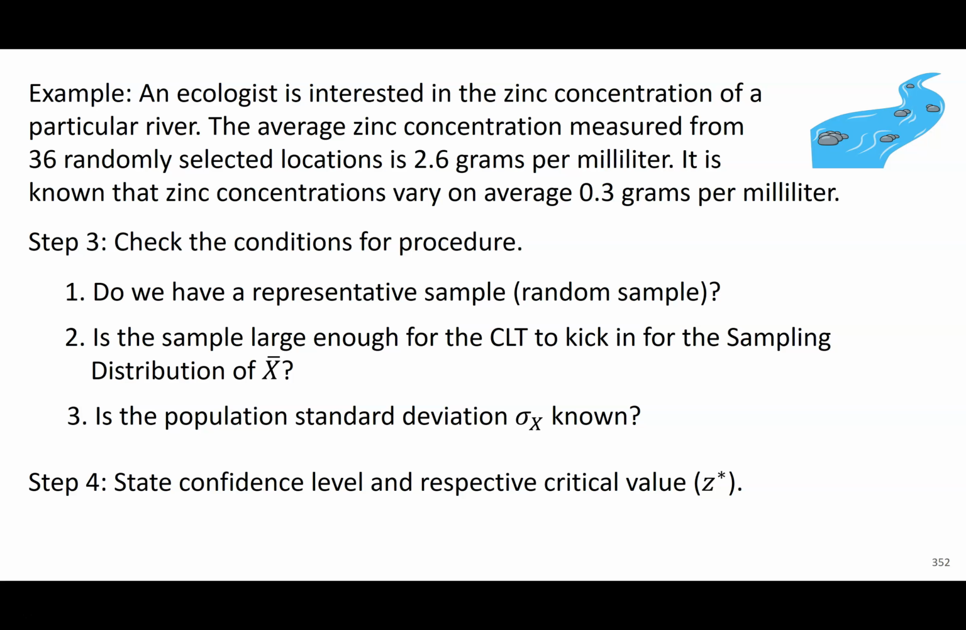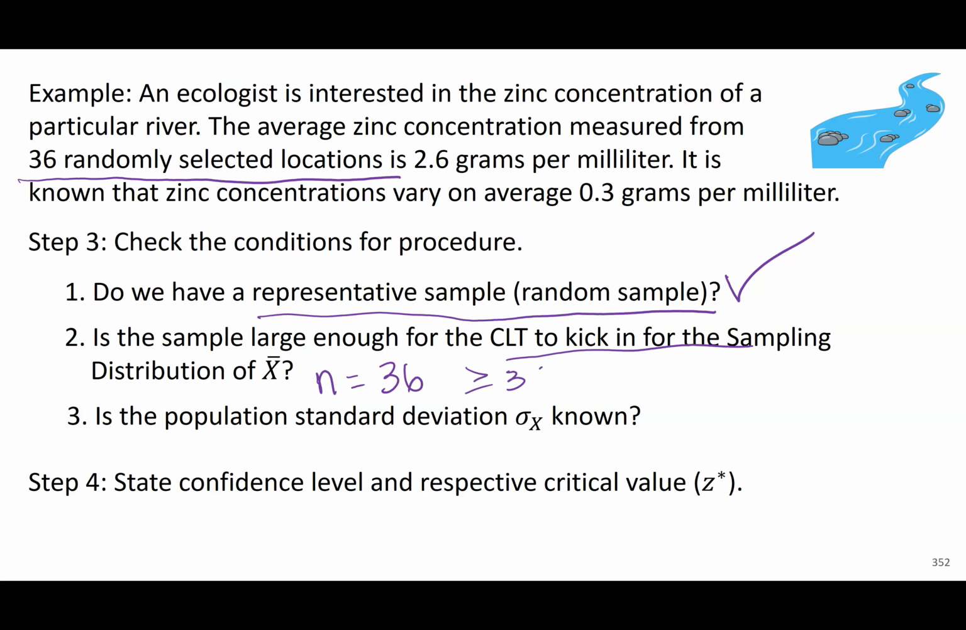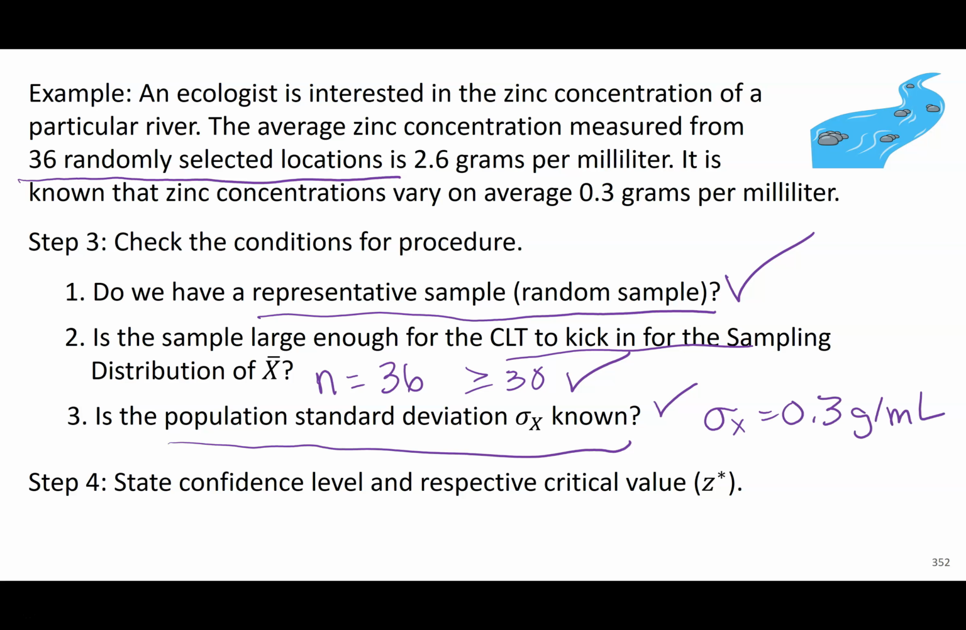Okay, so my conditions. Do we have a representative sample, a random sample? Looking here, it is 36 randomly selected locations. Yes. Is the sample large enough for the central limit theorem to kick in? We don't know how the population is shaped. It doesn't say there, but our sample size is 36, which is bigger than 30. So yes, it's going to be big enough that the central limit theorem kicks in. And do we know the population standard deviation? Yes, sigma is 0.3 grams per milliliter. So we know that as well.